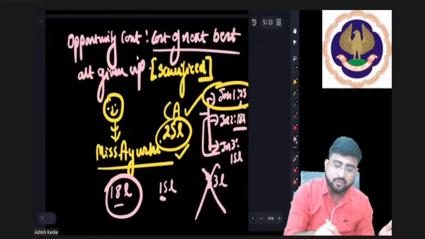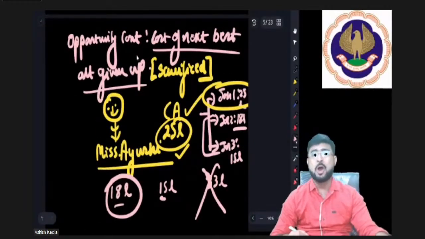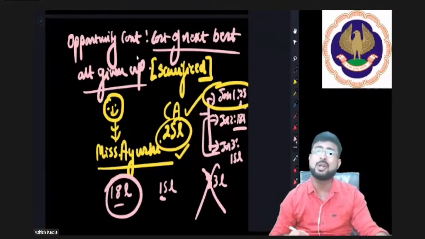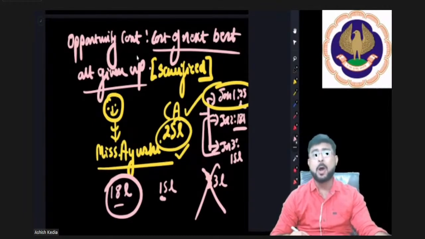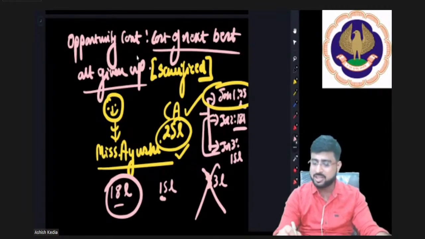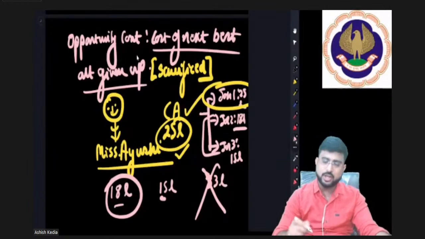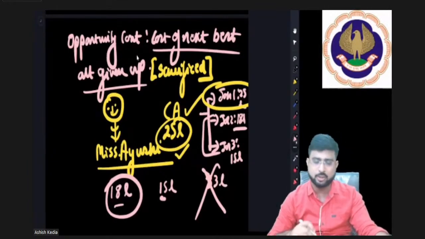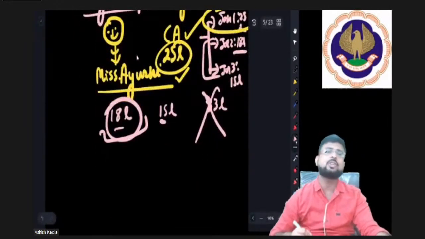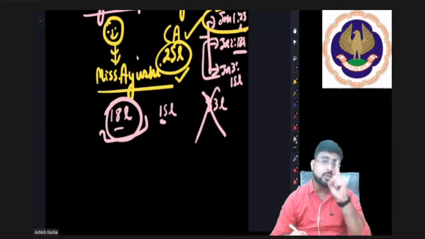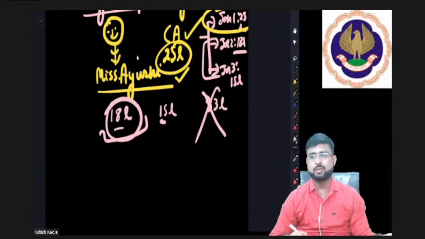Opportunity cost refers to the next best alternative given up. She wouldn't have done both the jobs, na? Even if she would have not done the 25 lakh job, she would have had to do the 18 lakh job. So there is sacrifice of only one. It's the next best alternative. Remember. So that is opportunity cost.